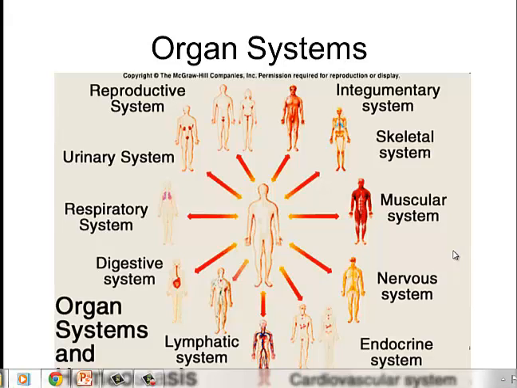Okay, this is podcast number 2 for chapter 1. And in this one, we're going to take a quick look at the different organ systems that make up the human body, and then we're going to start talking about the language that we're going to use when we talk about these different systems.